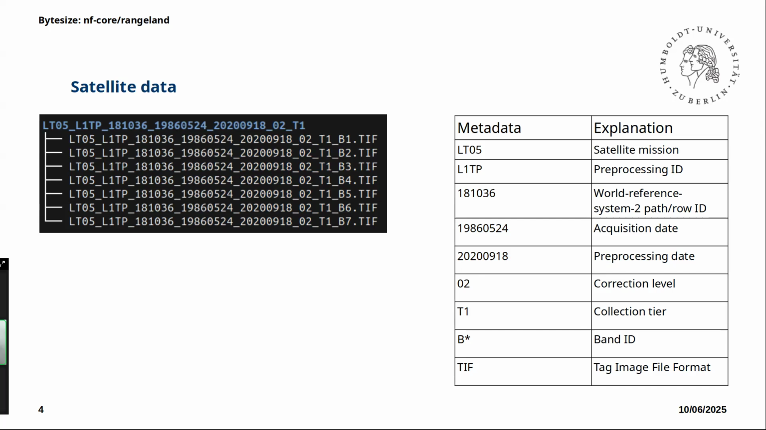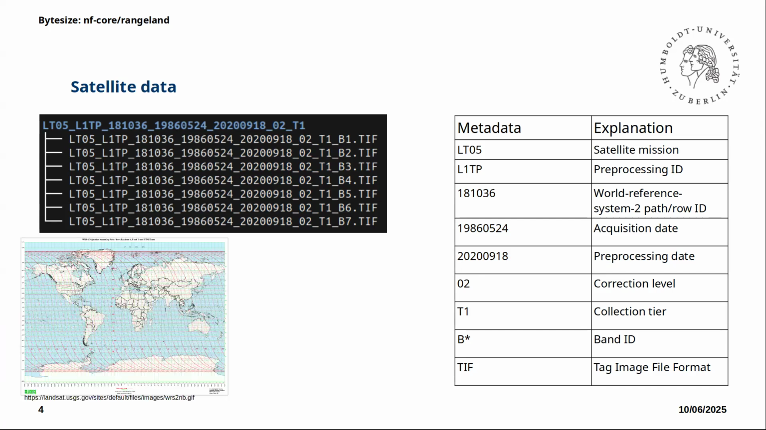Next up we have the row and path ID in the World Reference System. At the bottom of the slides, you can now see a picture of this reference system, where you have the satellite paths, and this identifies where this observation was taken. Then we have the acquisition date, which is self-explanatory. Then we have the pre-processing date, correction level and correction tier. All of these are related to the pre-processing, and we don't need to discuss this in more detail.